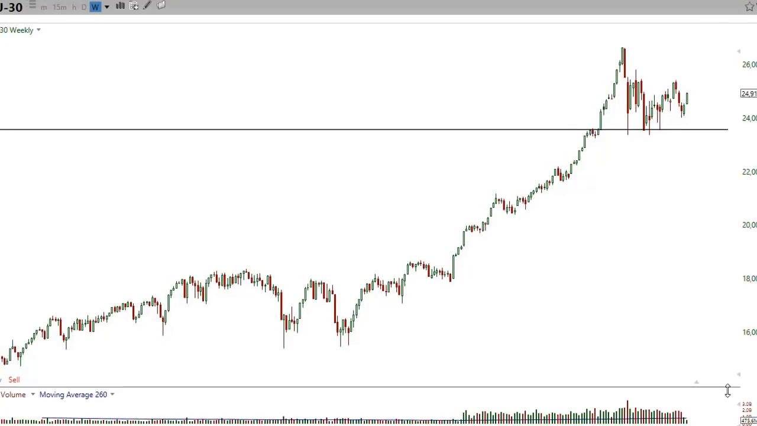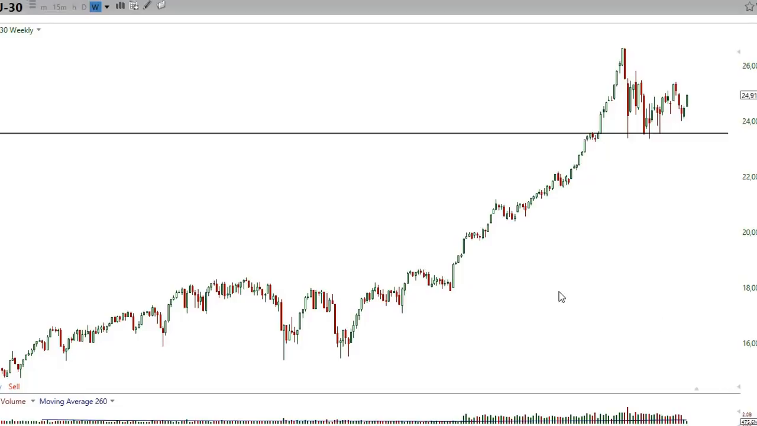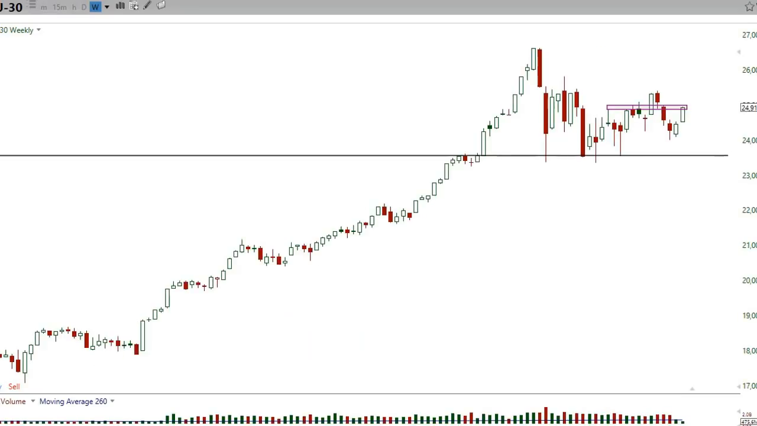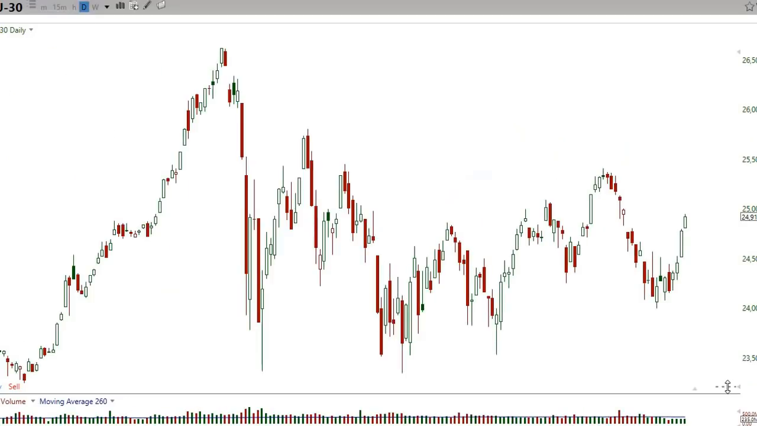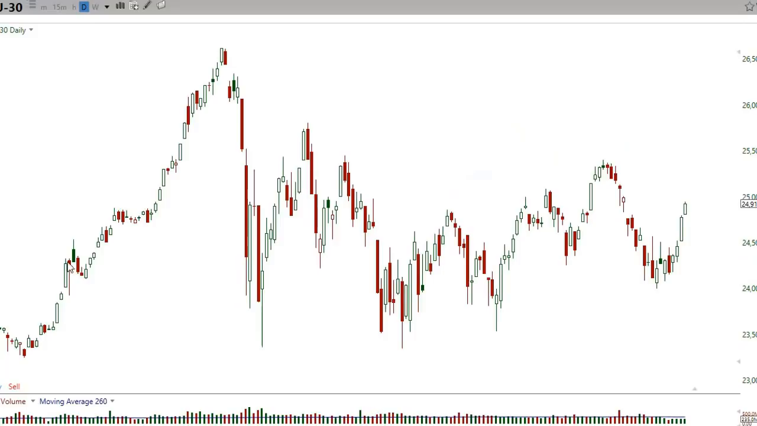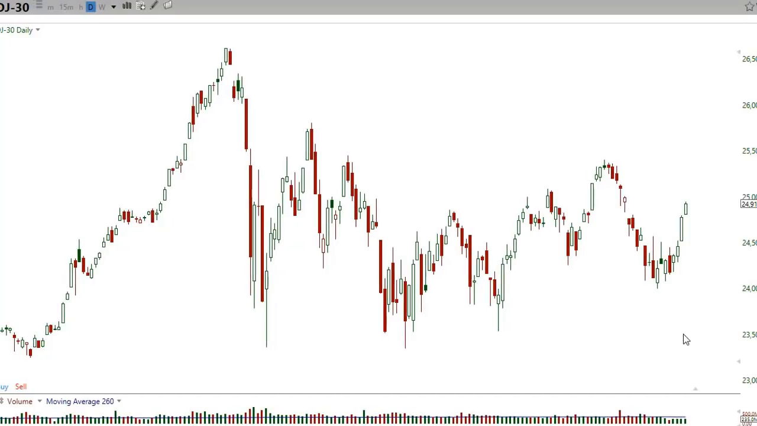Now, I know that sounds simple. But if you look at things like, say, the Dow Jones, what's happened with the Dow Jones right now? Really, pretty much nothing, isn't it? A bit of sideways movement. If you go to the daily chart, who's in control of the Dow Jones right now? Pretty much no one, right?